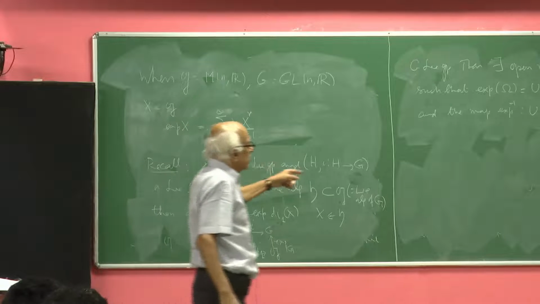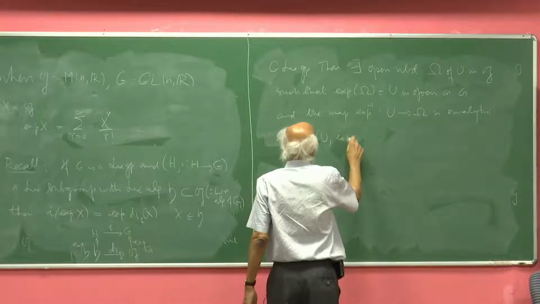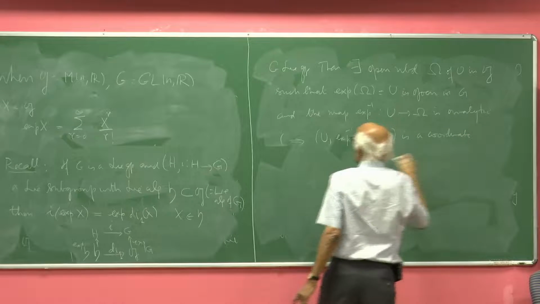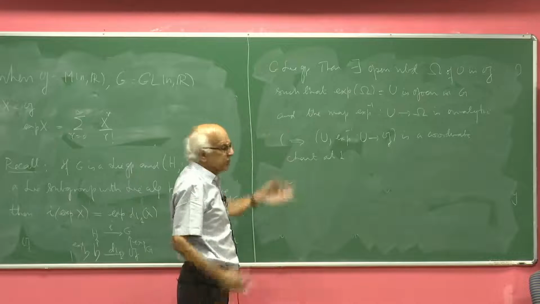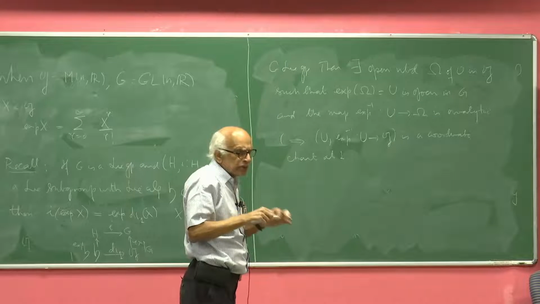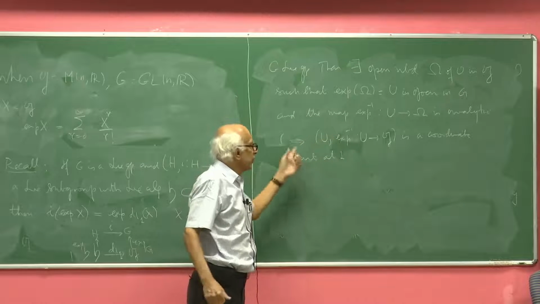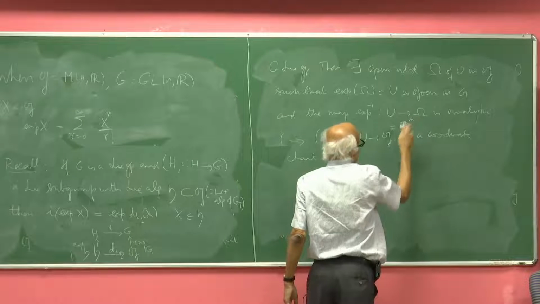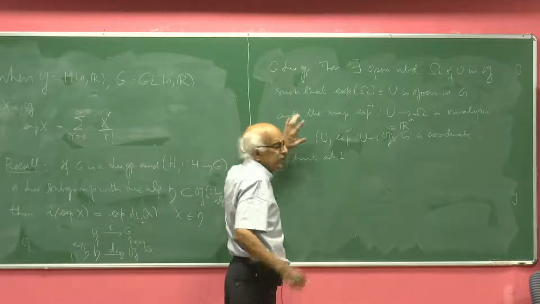Anyway, this is analytic, which implies that U with X inverse from U to omega is a coordinate chart. This of course is a consequence of the inverse function theorem. The tangent space to the Lie algebra at 0 can be identified with the Lie algebra. The tangent space to the group is also identified with the Lie algebra, and the differential of the exponential map is simply the identity map of the Lie algebra onto itself. Therefore, by the inverse function theorem, this is analytic, and in particular it is a chart. This can be identified with some R^m.